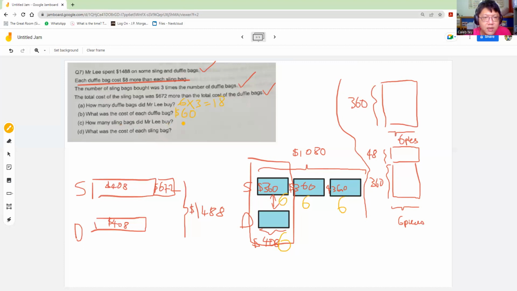Now, how many sling bags did he buy? Only 6. And what's the cost of each sling bag? You should get 408 divided by 6. So actually, you see in the end that the sling bag is exactly $8 more than the duffel bag, and the quantity is 3 times.